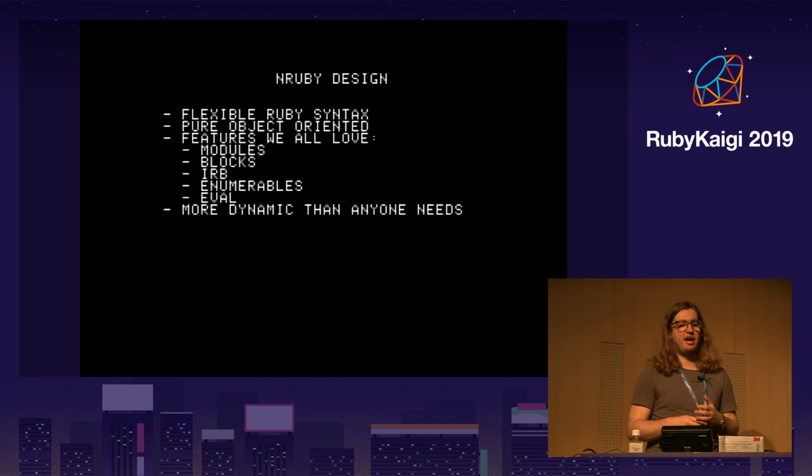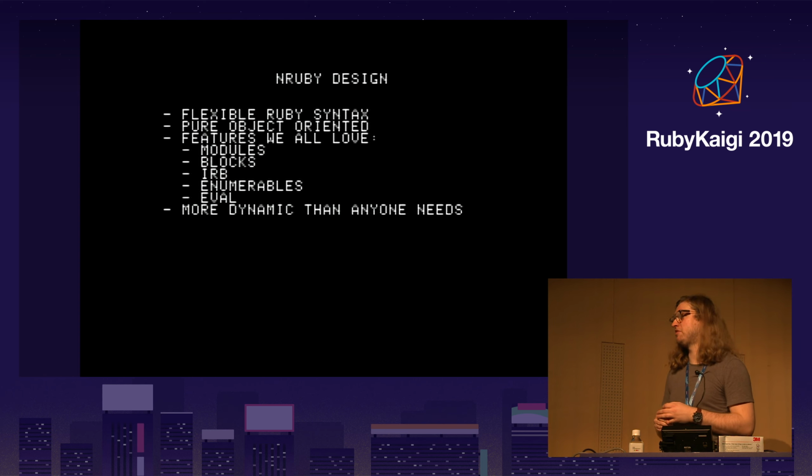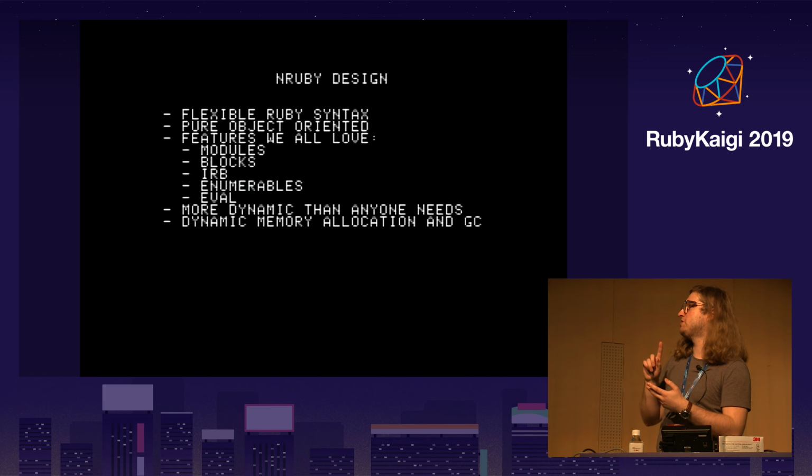Now, the only reason why this is bad is because it makes things slower. However, if you've never redefined the plus operator on integers, I'd recommend doing it because you can write some hilariously bad Ruby code by doing that. All right, we need dynamic memory allocation and GC.